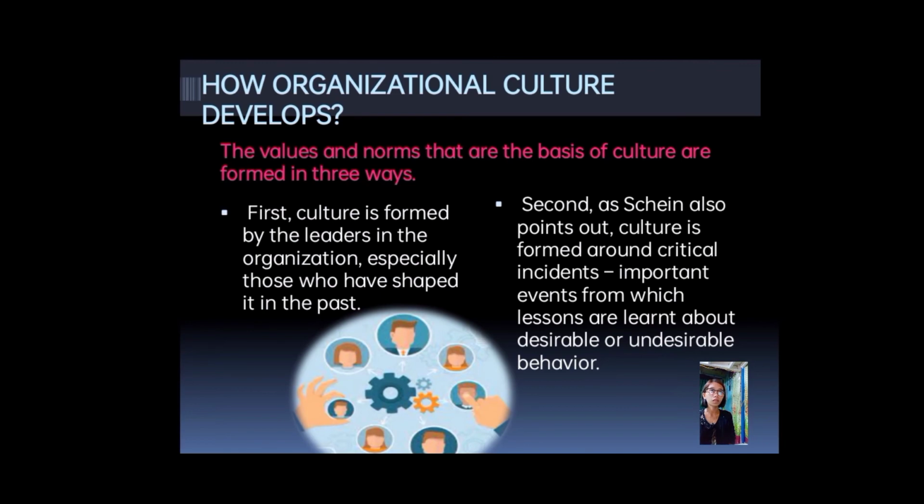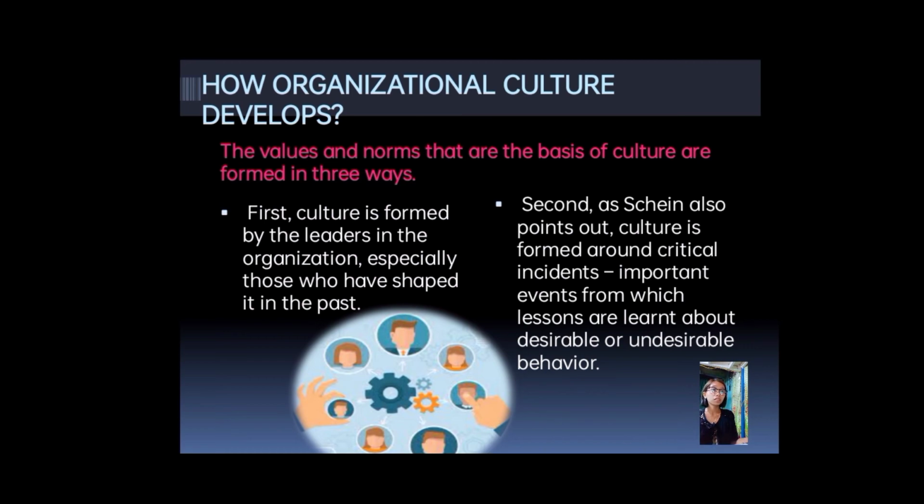Next is how organizational culture develops. The values and norms that are the basis of culture are formed in three ways. First, culture is formed by the leaders in the organization, especially those who have shaped it in the past. So in the first way, people note what such leaders pay attention to and treat them as role models.